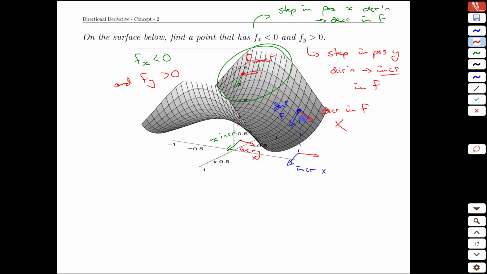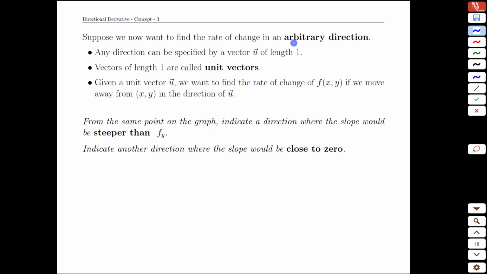So that's the kind of interpretation we can add to this diagram, interpreting the slopes in those two cardinal directions and finding points that have specific properties. Well, now we're going to generalize. What if we want to go in some other direction? Well, we need to define how we're going to specify a direction. Well, what we can do is define a direction by using a vector.